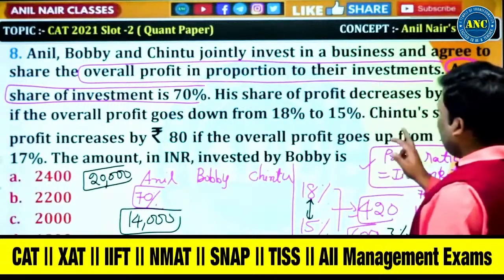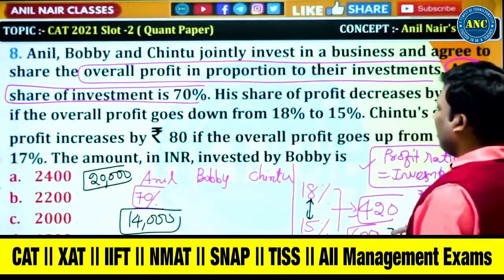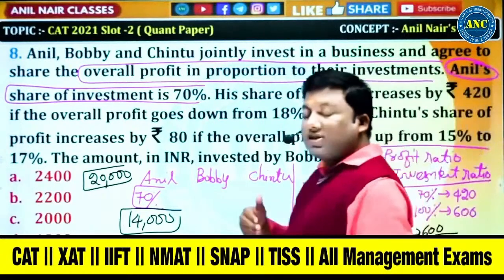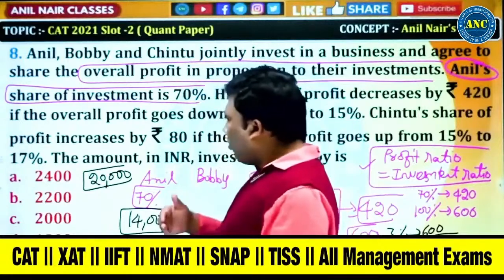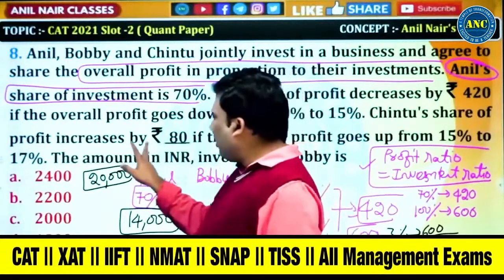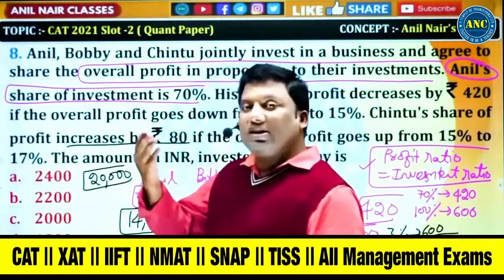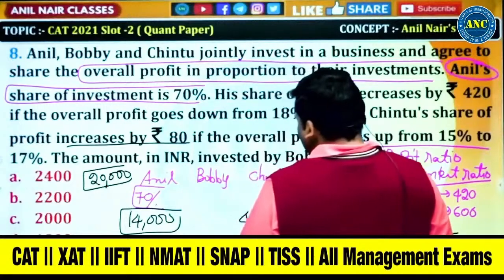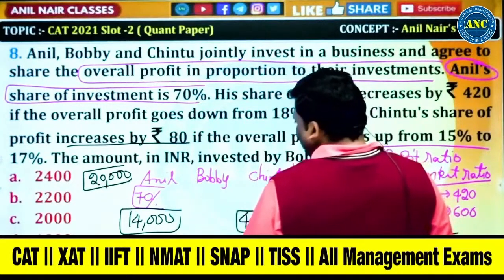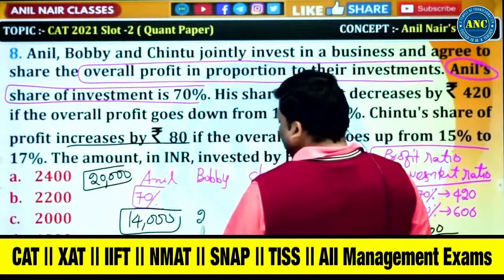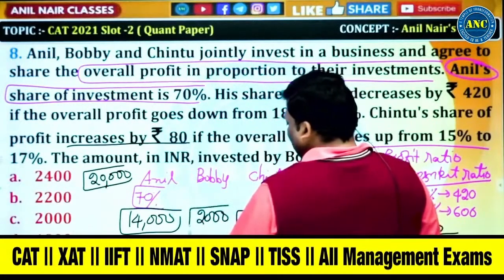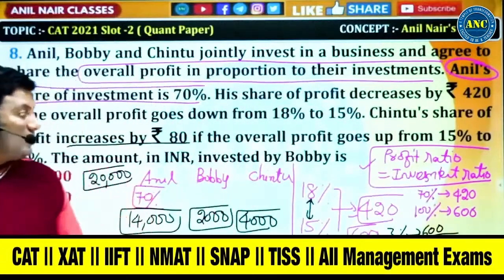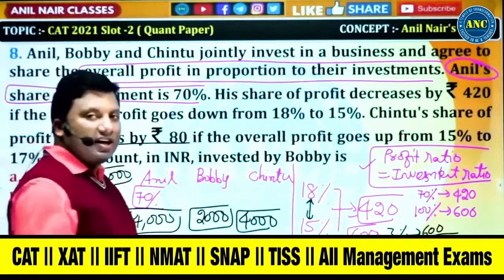Who is the second? Chintu's share increases by 80 if profit increases from 15% to 17%. A 2% change is equivalent to rupees 80, so 100% is 4,000. So 14,000 and 4,000, total is 20,000. Bobby's investment is 2,000. A very, very easy question if you understand this idea.